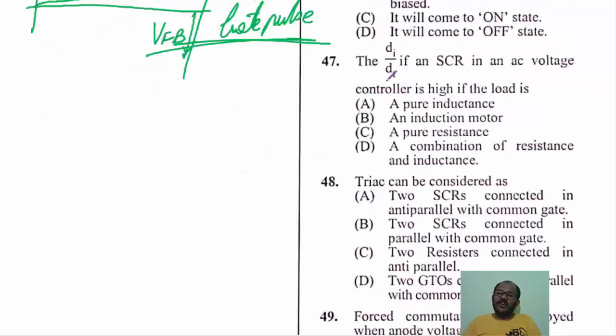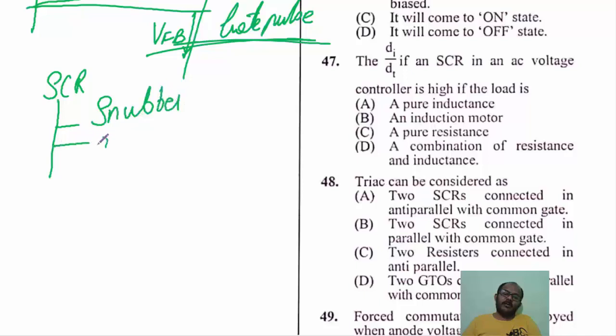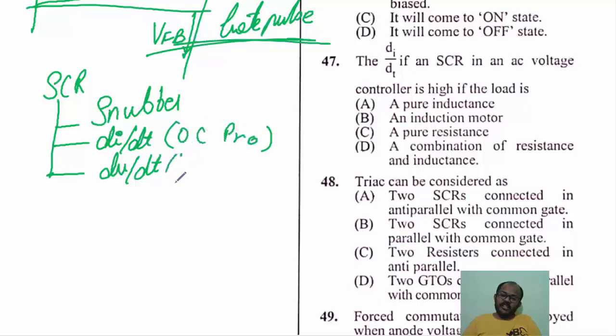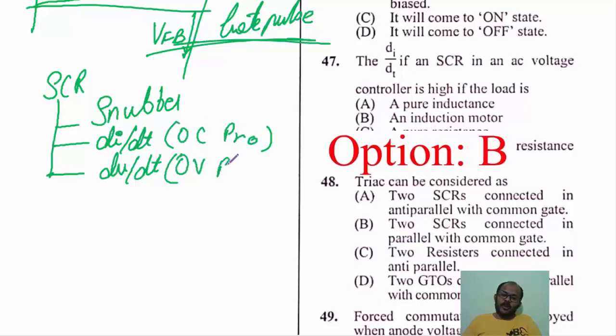47th question is based on di by dt protection of an SCR. In the case of SCR, we will be having three protection circuits. The first one is snubber circuit, the second one is di by dt protection, and the third one is dv by dt protection. So di by dt protection is also called over current protection, and dv by dt protection is also called over voltage protection.